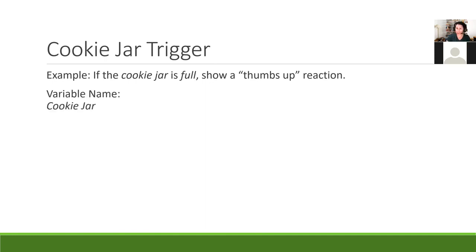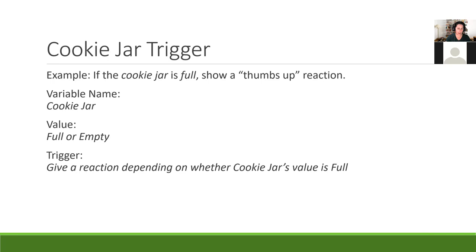The variable name would be cookie jar, you name your variable. Actually, I don't think you can have any spaces, so it'd be cookiejar, all mashed together with no space. The value in this case, I was looking to define as either full or empty. I was looking for it to have one of two values. And the trigger was to give a reaction depending on whether the cookie jar's value is full. I didn't actually break down here that there was an if statement. If it was full or if it was empty, you're supposed to go one way or the other. So it's a little bit more complicated of a trigger.